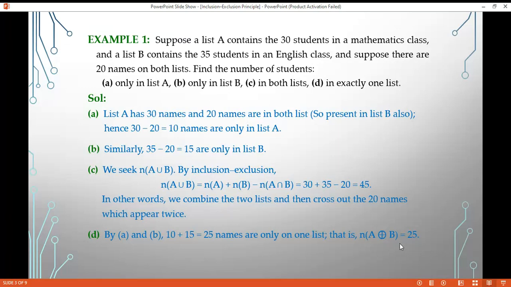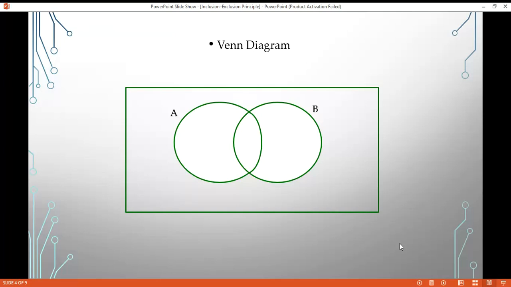Okay. So now you can express this also by the Venn diagram. By the Venn diagram, we see that there are 30 students in list A and 35 students in list B. And how many students are the common part? This is the common area of A and B, that is given as 20 students in A and B. Clear? So here you can calculate the remaining part.